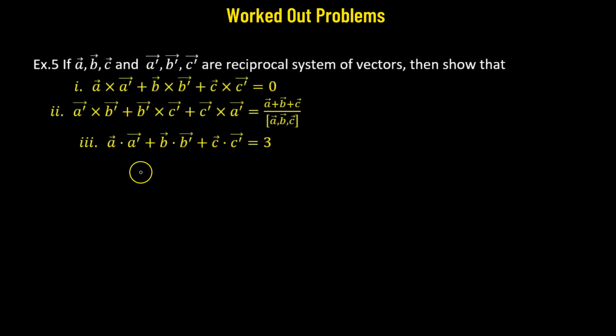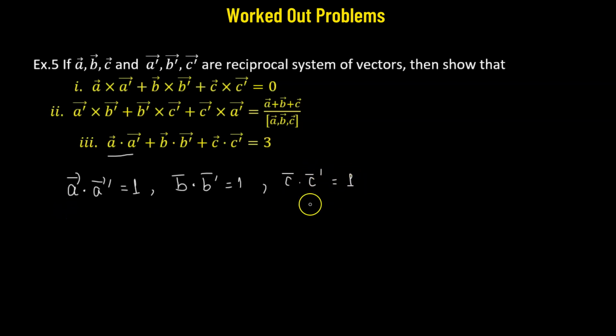The third part is very simple. We have already talked about this: when you take a vector A and dot it with its reciprocal, its value is always equal to 1. Same goes for the vector B dotted with its reciprocal, that's also equal to 1. And vector C dotted to its reciprocal gives us 1. When we add the three terms, we have vector A dotted with A prime plus vector B dotted with vector B prime plus vector C dotted to vector C prime. So this will be equal to 3. Right. So this was all about reciprocal vectors.